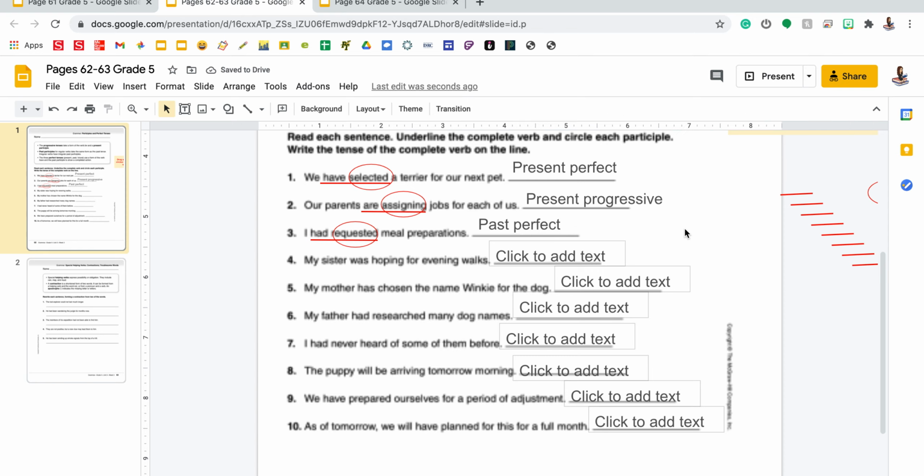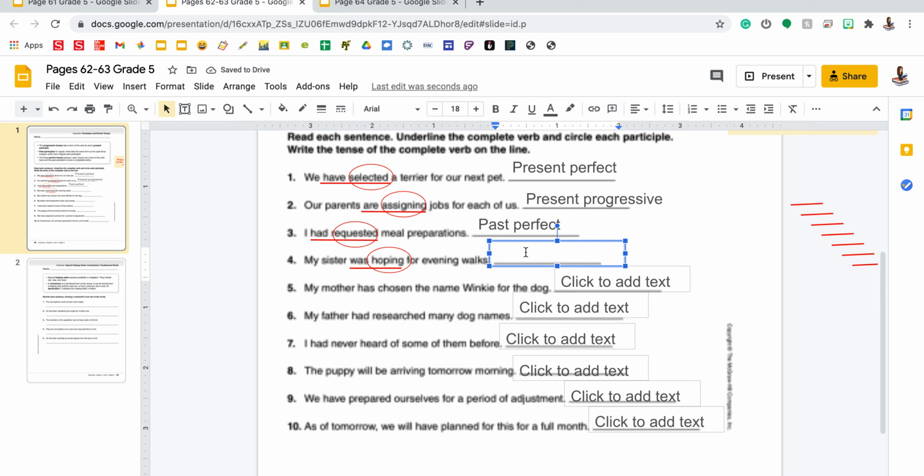Let's do one more, and then you'll have a few to do on your own. Number four, my sister was hoping for evening walks. Again, I need to identify my verb. The complete verb was hoping. I need to circle my participle, which is hoping. I see it ending in ing, which again clues me into it being progressive. And the word before says was, which is past progressive. Take your time on this page and you'll need to finish 5 through 10 on your own.